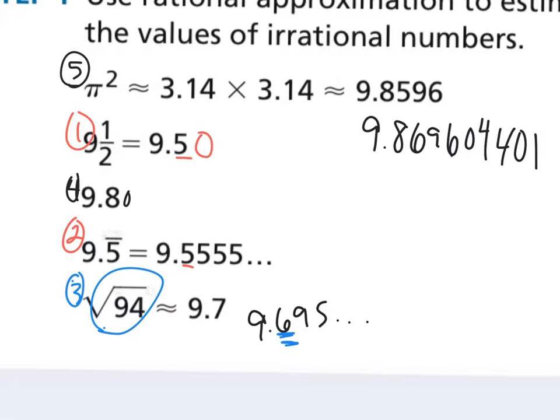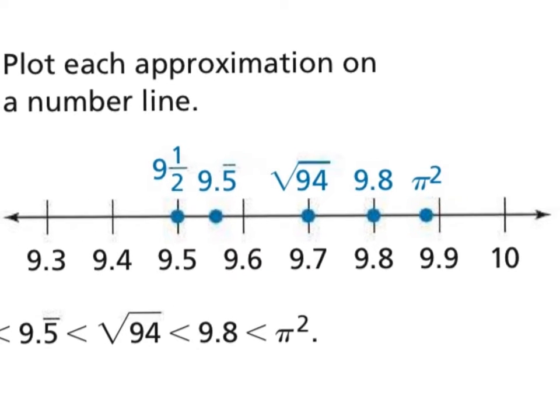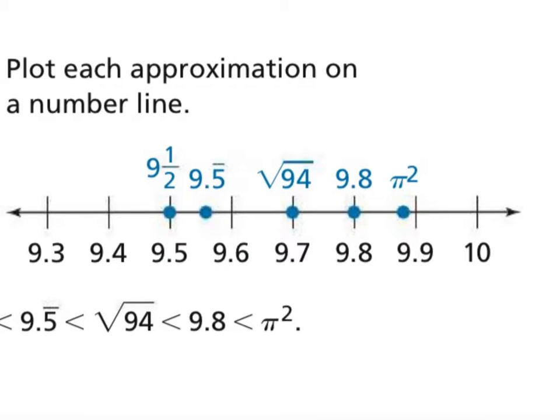Once we've got them figured out in order, then if they ask us to, we could put those on a number line, and that's what they did here. Once again, with some of their stuff, like that square root of 94, it's technically less than 9.7. I would put it right there, not right on the dot. Otherwise, I think they're okay with what they did.